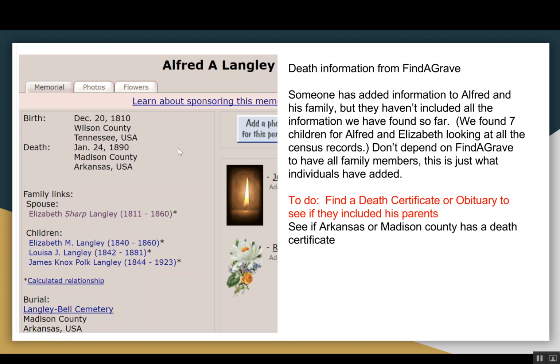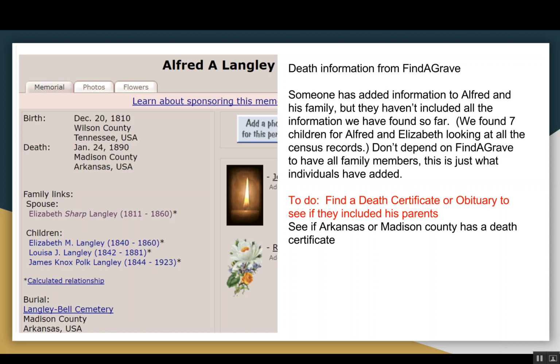But one thing I wanted to bring up about Find a Grave is that it's got such great information, and I love it. But as you can see over here on the left, there's the wife, and then there's 3 children. And we actually have found 7 children on the census records. So make sure that you don't depend on Find a Grave to have all the members, because these are just links to their graves. And so some of the other children are not even listed here yet. But it's awesome. I love Find a Grave.